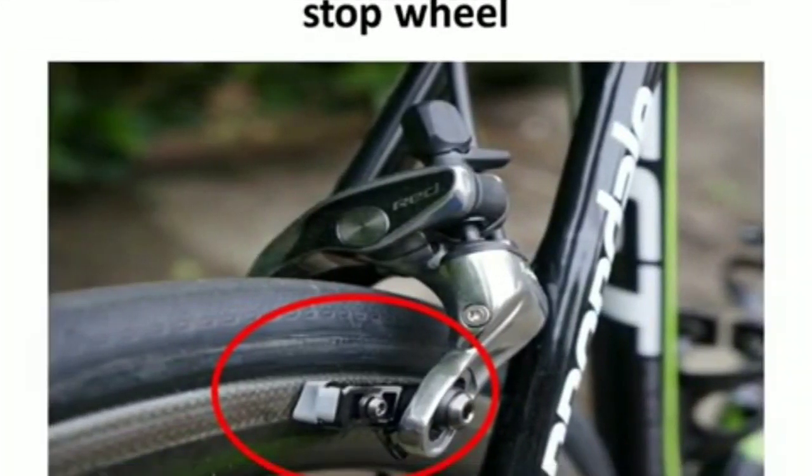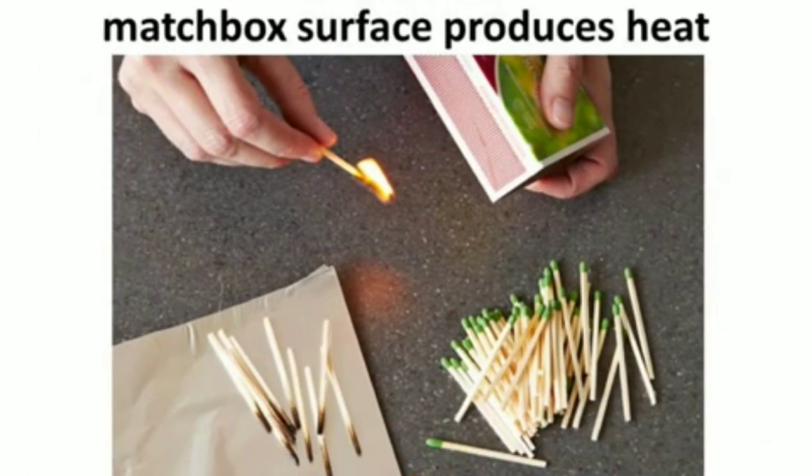If you have a cycle, you must have noticed the brake pad on the wheel. When you apply the brake, these rough pads start pressing against the cycle rim and the wheel comes to a stop because of heavy friction. When you rub a matchstick against the matchbox, friction causes the heat which is necessary to light the stick.